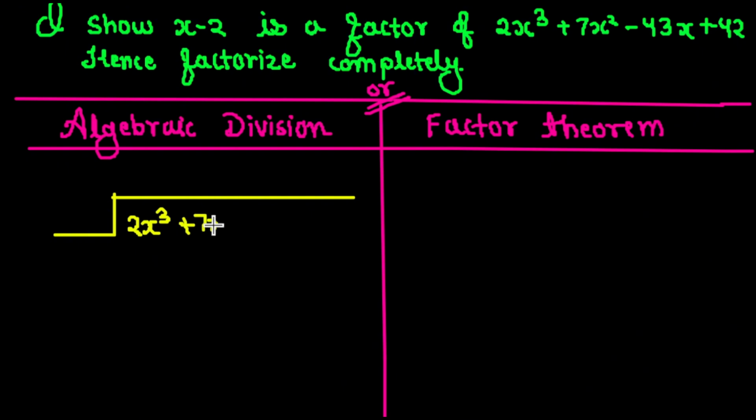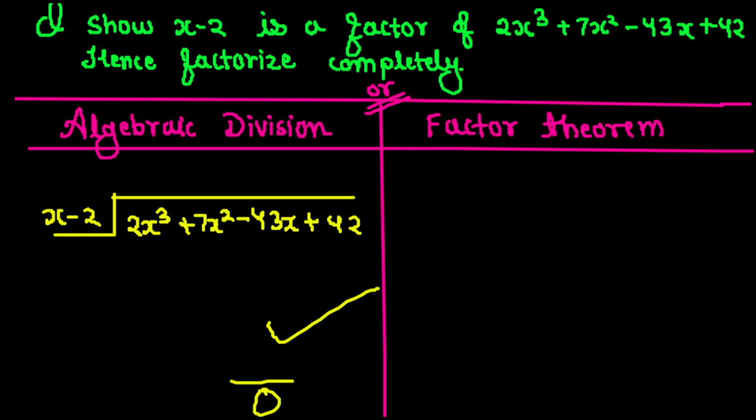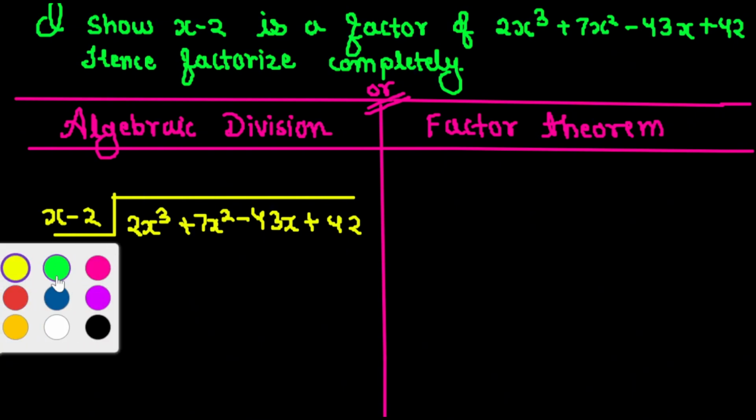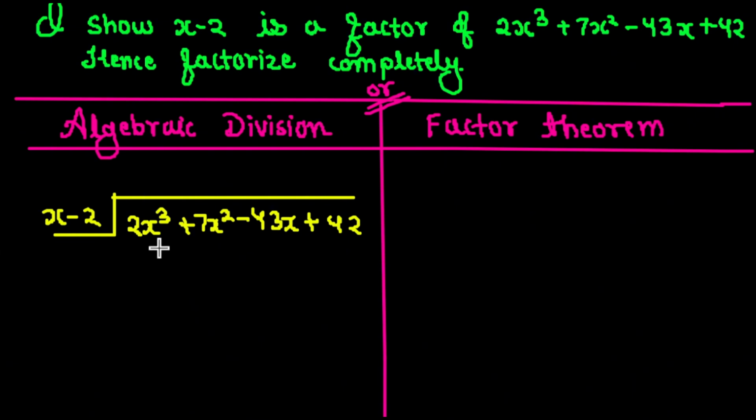equation, 2x cubed plus 7x squared minus 43x plus 42, by this term x minus 2, right? So you're going to divide, and if by the end the remainder is 0, then we would say that yes, it is a factor. So that's what you have to check. Maybe you can pause the video first and try to solve it on your own and try to get the answer. All right, so let's continue.